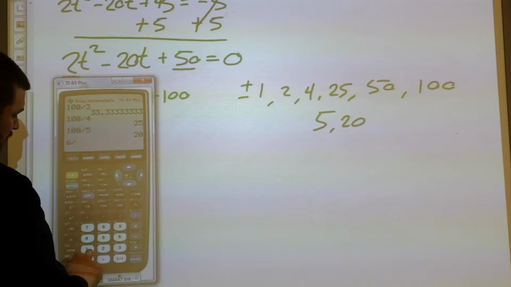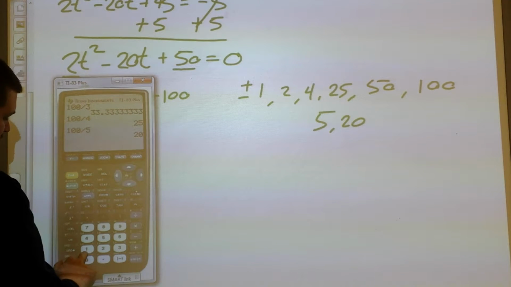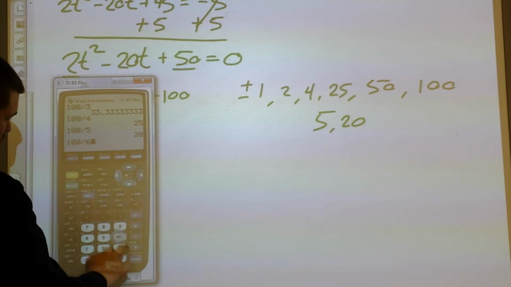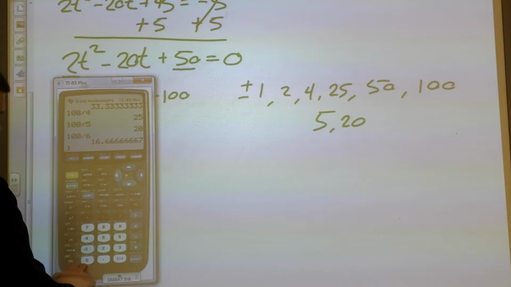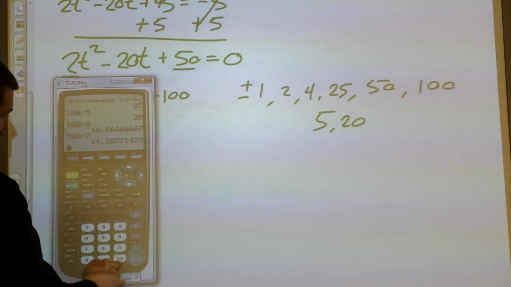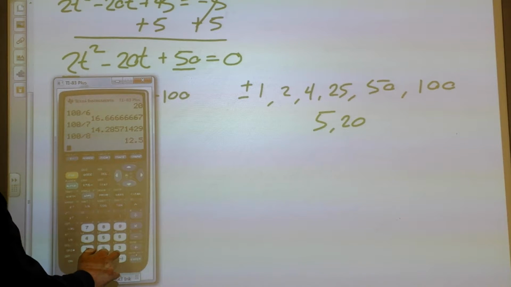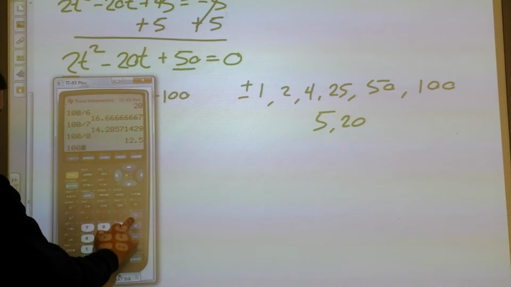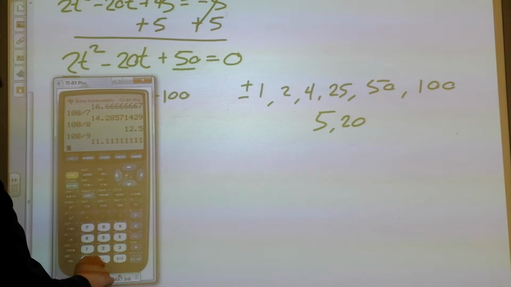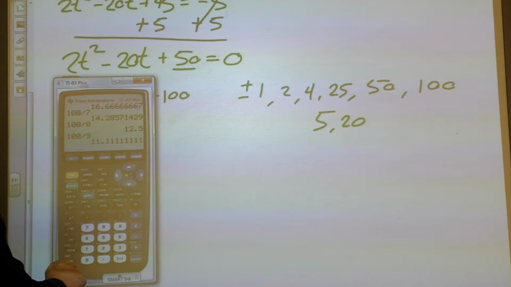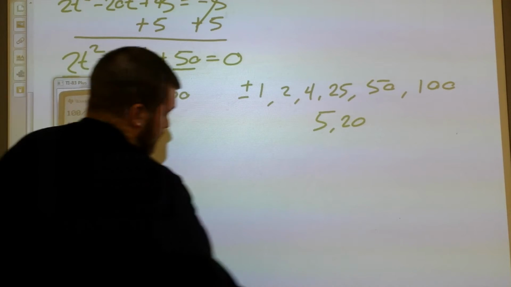100 divided by 6 doesn't work. 100 divided by 7, doesn't work. 100 divided by 8, doesn't work. 100 divided by 9, doesn't work. And 100 divided by 10, so 10 and 10.